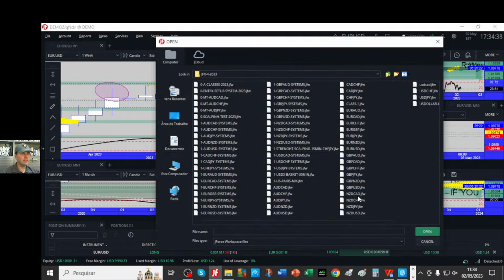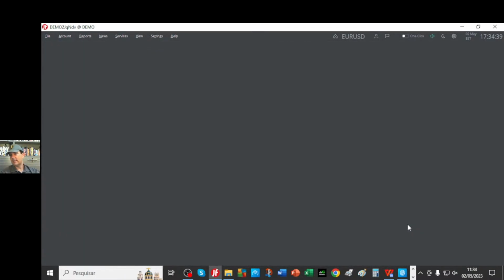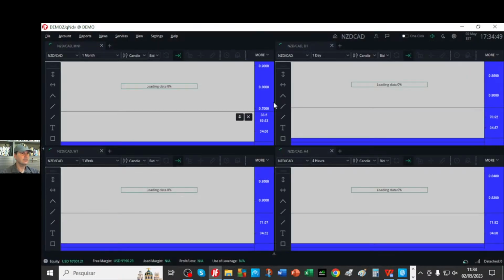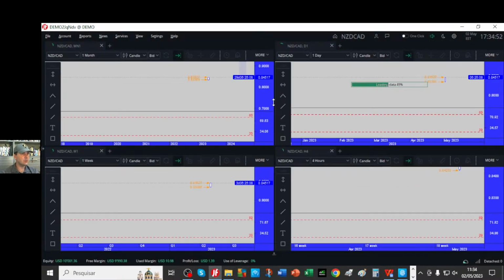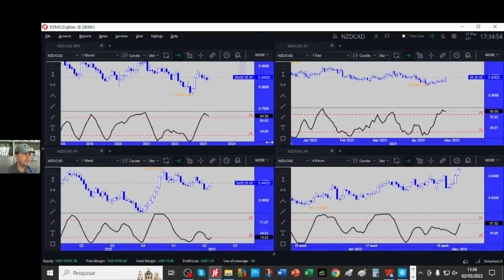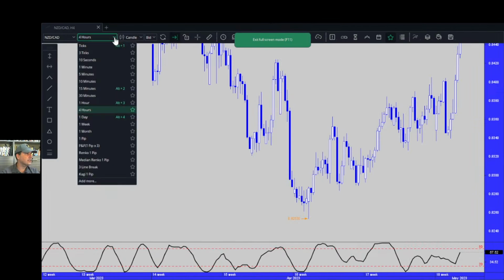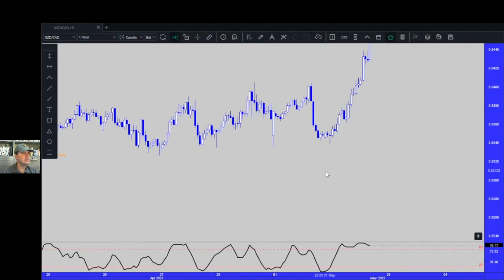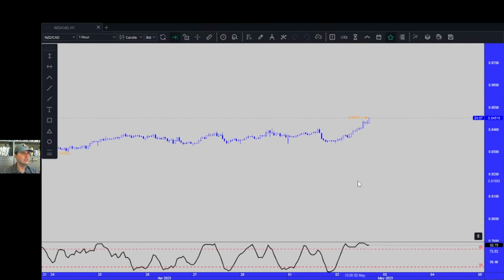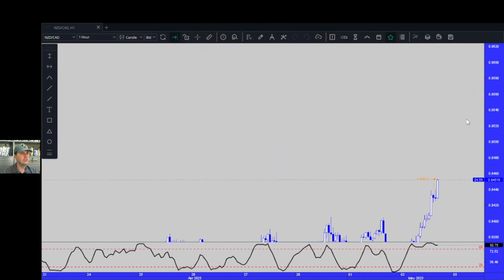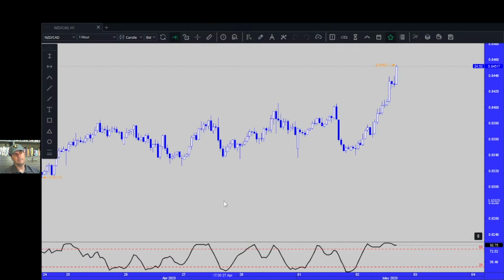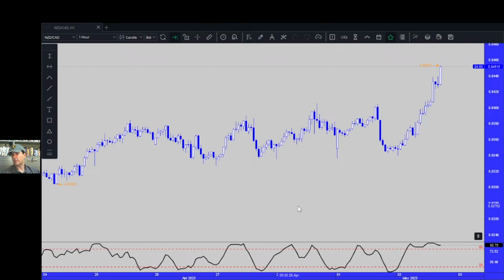Let's open the easy one, right? NZD-CAD. This NZD-CAD is for the beginner traders to study. It's the easy one, right? NZD-CAD, everybody. 1 hour chart, alright? NZD-CAD 1 hour chart. Long or short?